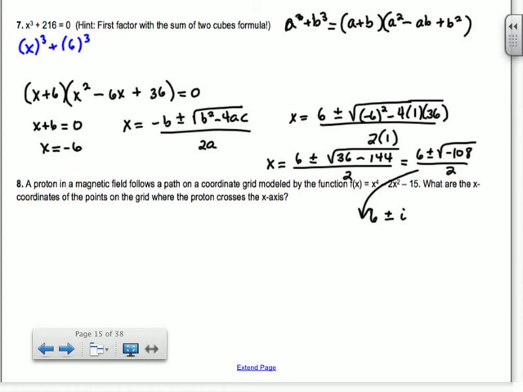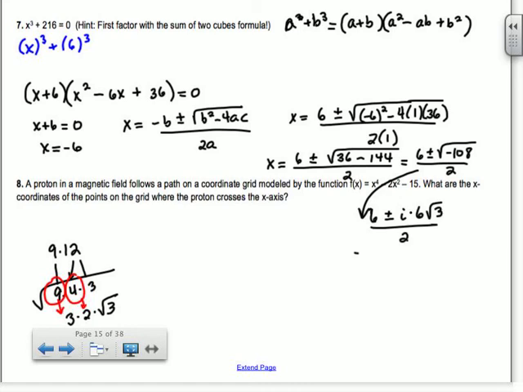Then how does 108 break down? So 108, I know 9 goes into it. 9 goes into it 12 times. So if I had 9 times 12, is there another perfect square in 12? 4, right? So 4 and 3. So if I took the square root of all those different things, you'd have 3 times 2 times the square root of 3. Does it make sense how I did that? When you take the square root of 9, it's 3. When you take the square root of 4, it's 2. Can't take the square root of 3, so it's left. So you end up at 6 root 3, so you're going to have i times 6 root 3 all over 2.